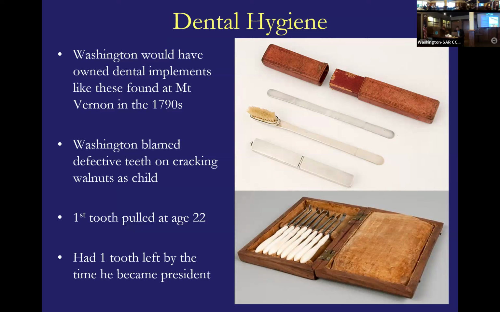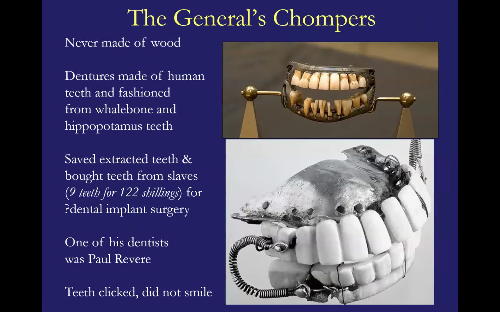And we always talk about the dentures, right? Were the dentures made of wood? The dentures were never made of wood. The dentures were made of some combination of whalebone, hippopotamus teeth, and at times human teeth. So often at this time, extracted teeth were saved and later put back into the mouth in the form of a denture. But Washington himself actually paid the enslaved people at Mount Vernon for teeth. He actually bought 9 teeth from the enslaved people there for 122 shillings. There's a receipt for it.